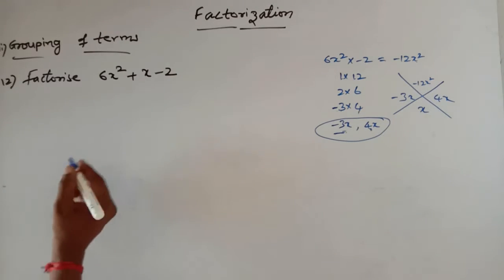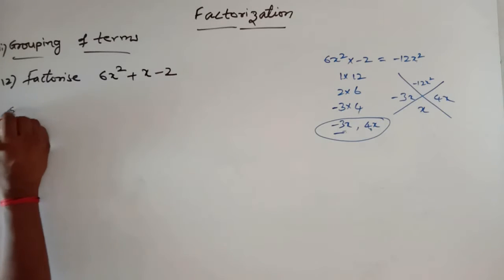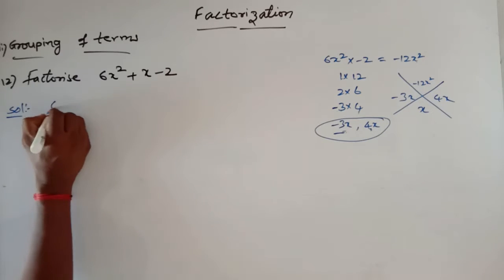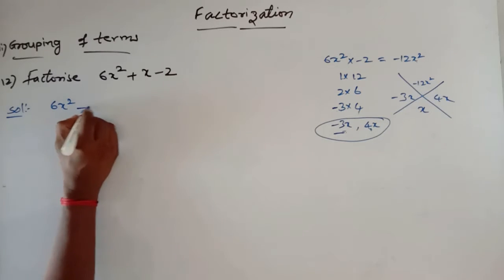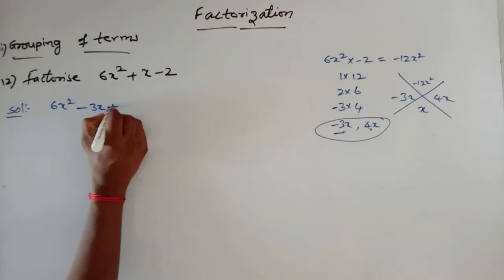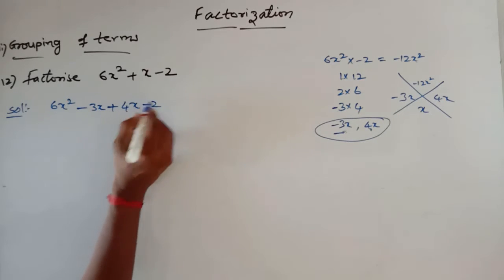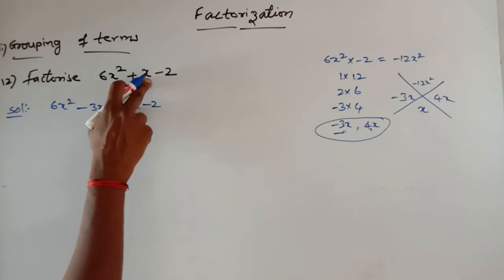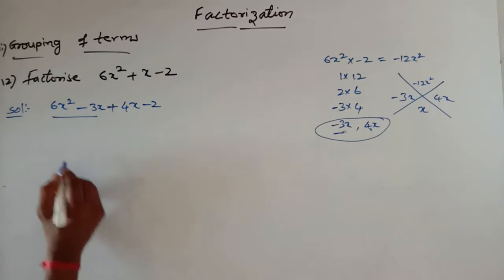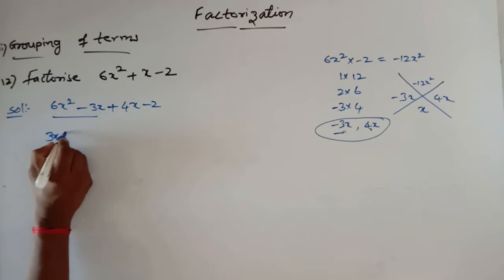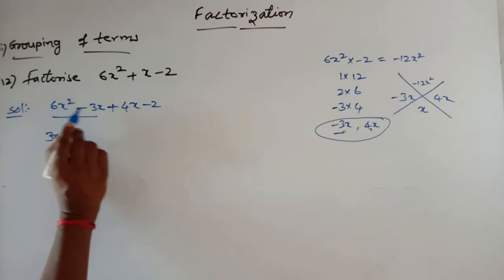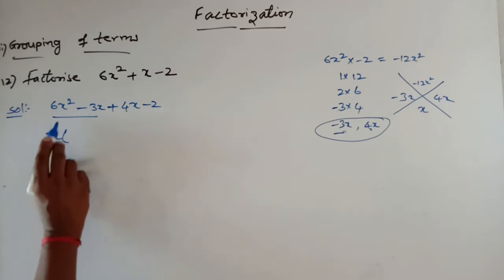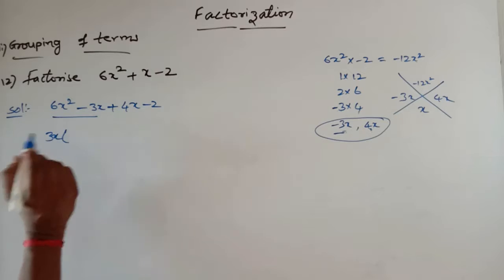Now here I am going to split. That is 6x square minus 3x plus 4x minus 2. See, minus 3x plus 4x is equal to plus x. Now in these, what is common? 3x is common because 6 is divisible by 3. So I am taking 3 common, and in both the cases x is there. So 3x I am taking common.